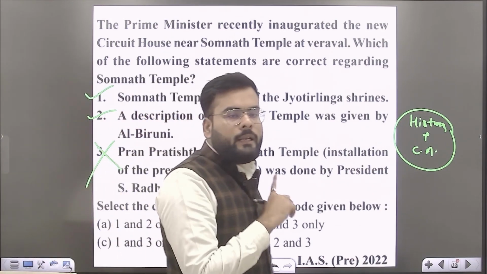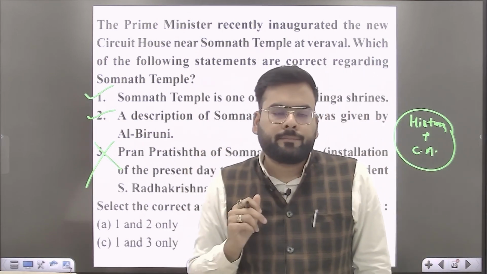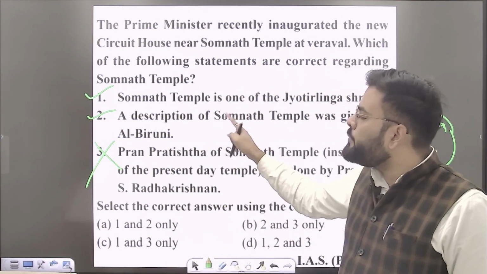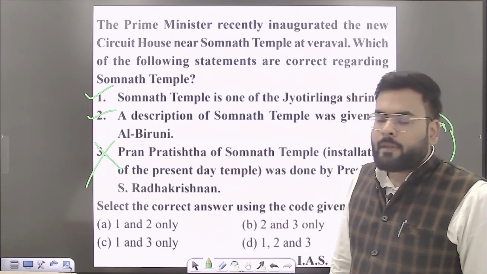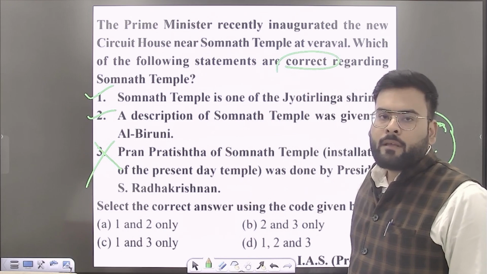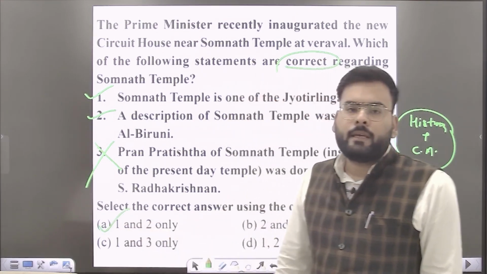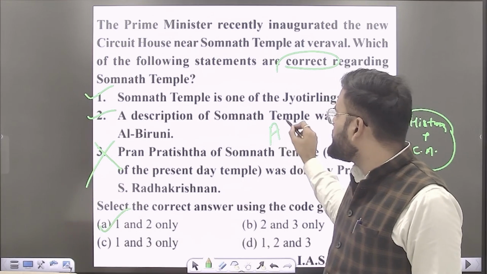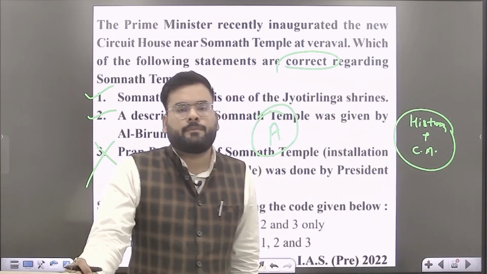This was the point where you will find it hard to get the answer. So first and second, both statements are correct, but the third statement is not correct, and it is asking to find the correct ones. This answer should be 1 and 2 only. A is the right answer, right? So A is the right answer which you need to answer the question.